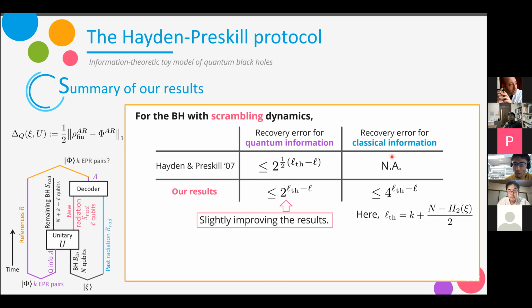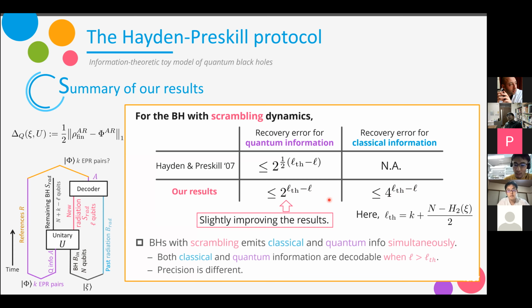But also we obtained the recovery error for classical information. And this is just given in a kind of similar form. But instead of 2 in the base, we have 4 here. But the exponent is exactly the same. That is what we have found. So from this result, maybe we can say that if the black hole dynamics is scrambling, then both classical and quantum information is emitted simultaneously.